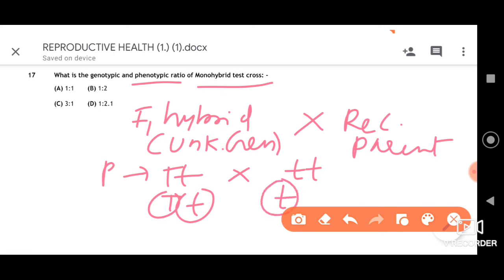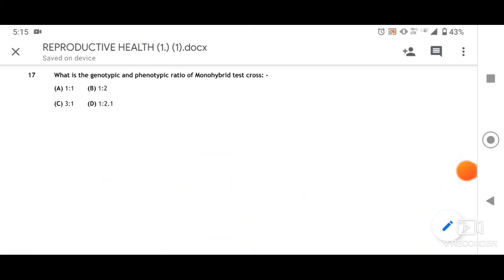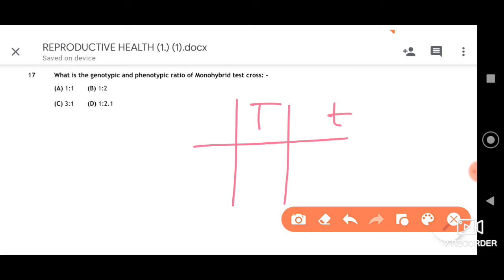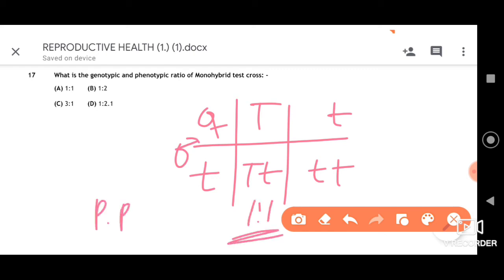So let me write the combination here. Capital T small t, and here small t. So we are going to get capital T small t, small t small t. So what is the ratio here? 1:1. Both the phenotypic ratio as well as the genotypic ratio would be 1:1. So, my friends, you have to go for option 1. That will be your right answer.